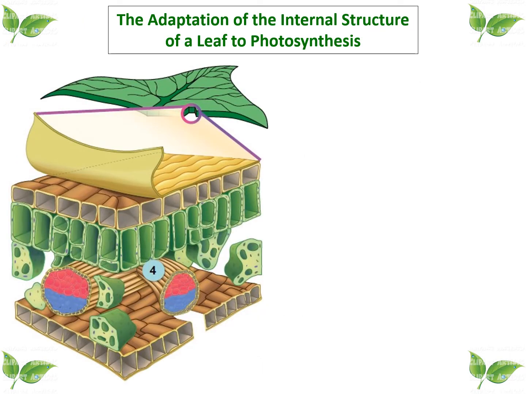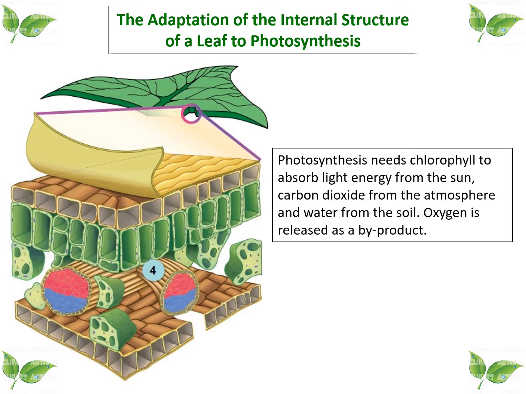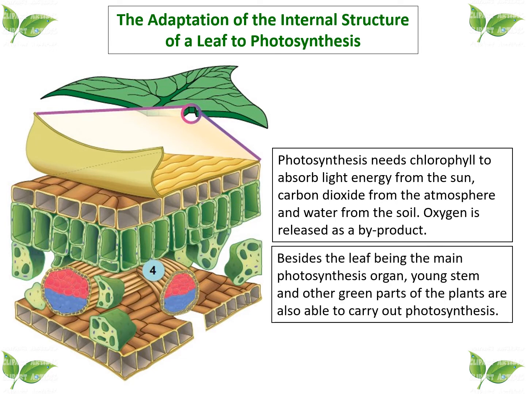The adaptation of the internal structure of a leaf to photosynthesis. Photosynthesis needs light energy, carbon dioxide, and water. So photosynthesis needs chlorophyll to absorb light energy from the sun, and also carbon dioxide from the atmosphere and water from the soil. So the byproduct of this process is oxygen. Besides the leaf being the main photosynthesis organ, young stem and other green parts of the plant are also able to carry out photosynthesis.